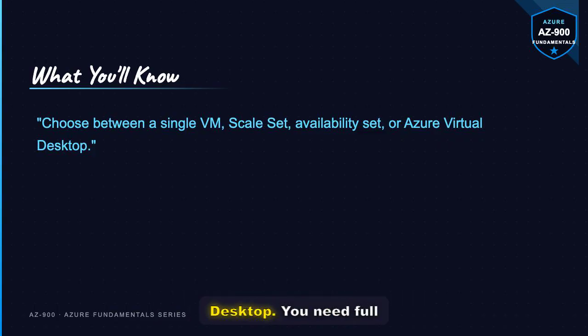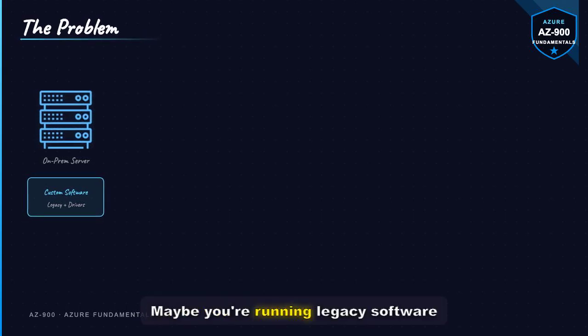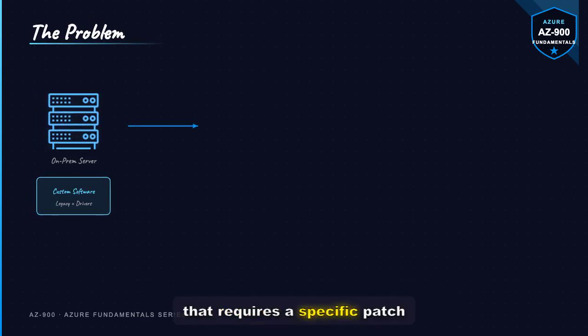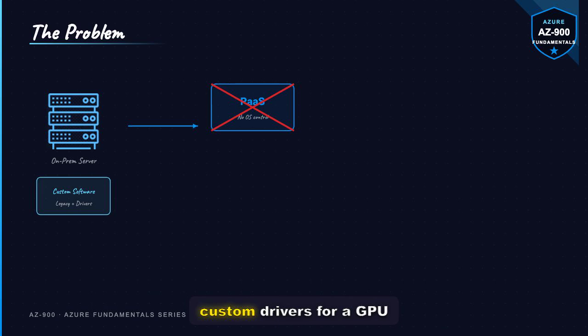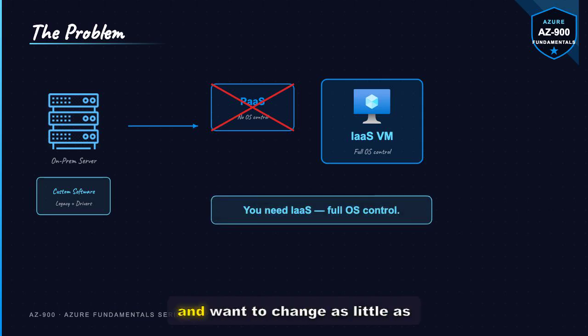or Azure Virtual Desktop. You need full control over your operating system. Maybe you're running legacy software that requires a specific patch level. Maybe you need custom drivers for a GPU workload. Or maybe you're migrating an on-prem server and want to change as little as possible. PaaS won't give you this level of control. You need IaaS. You need a virtual machine.